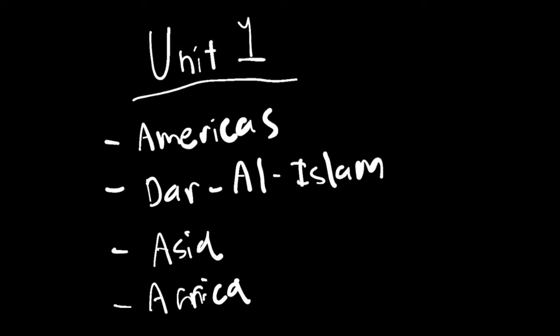So, there are a couple of topics in the first unit of this class. These topics include the Americas, Dar-al-Islam, East Asia, South and Southeast Asia, Africa, and finally Europe. All of these subtopics make up what is known as the global tapestry, or the first unit.